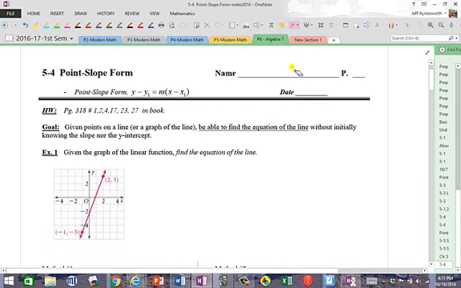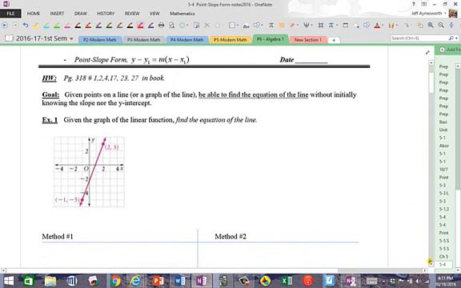Okay, so let's get right into it. Our goal is, given the points on a line or the graph of a line, so you can be either given points or the graph, to be able to find the equation of the line without initially knowing the slope nor the y-intercept. Okay? You don't know either one. So let's go for it here.